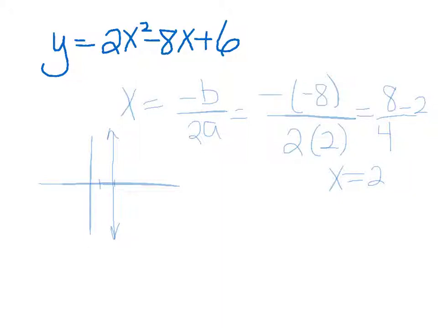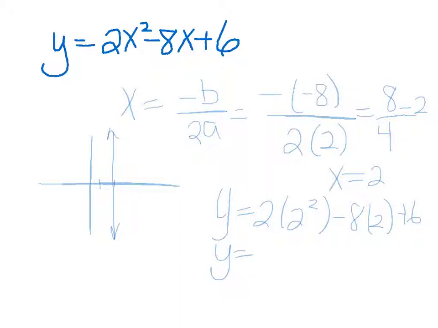Now I'm going to put that number back in for x. So y equals 2 times 2 squared minus 8 times 2 plus 6. So y equals 4 times 2 is 8 minus 16 plus 6. And so y equals negative 8 plus 6, which is negative 2. So 1, 2. Here's that point. So the vertex point is, in the proper form, (2, negative 2).